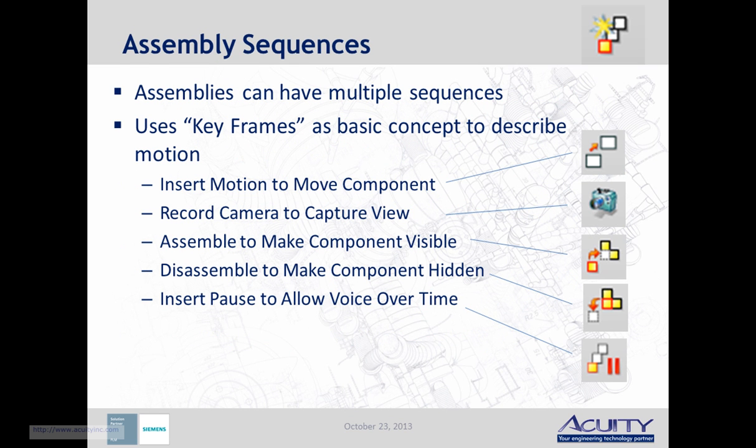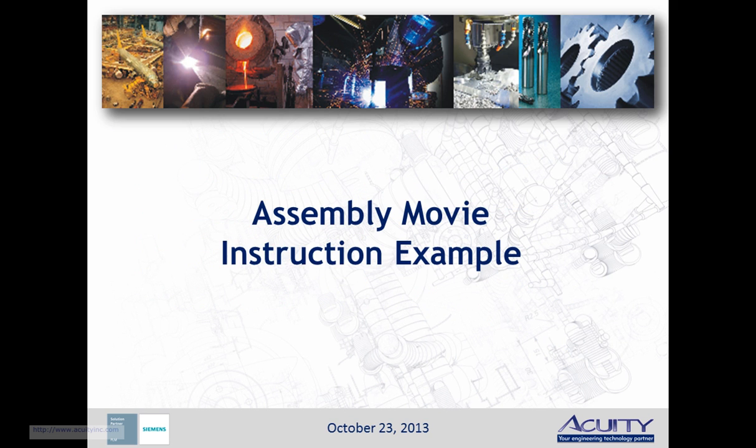Assemblies can have multiple sequences to them, and the main sequence commands are insert motion, record camera, assemble to make a component visible, disassemble to make a component hidden, and insert pause to allow voiceover time. In the next example following this slide, we'll step through those, but fundamentally, sequences are just breakdowns of these different operations. So you're either moving the camera, placing a component, or making it appear or disappear from the screen. So here's an example of an assembly movie instruction.